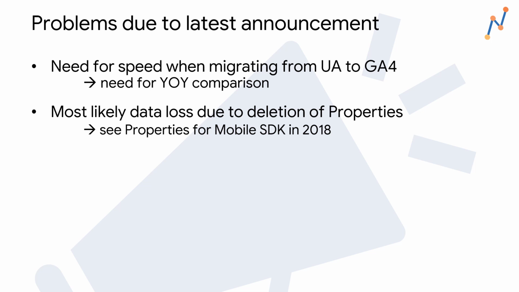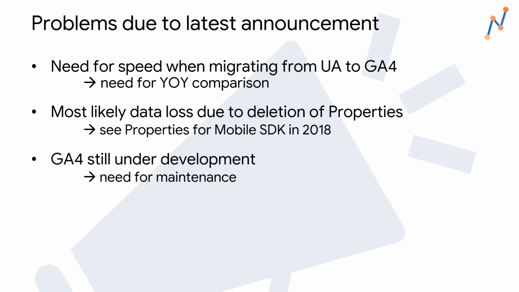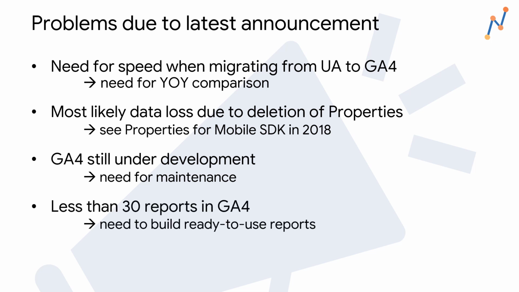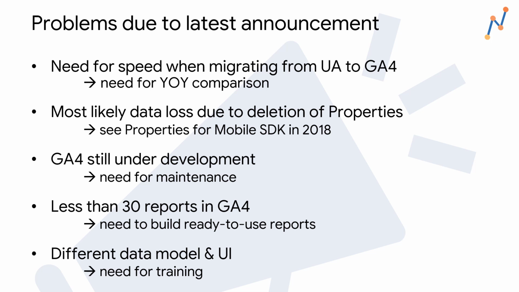This has also happened in the past, for example, when Google discontinued support for mobile SDK. GA4 is still under development and therefore is lacking dimensions, metrics, and features. That said, the GA4 implementation needs to be reviewed, revised, and maintained frequently. And currently, GA4 offers less than 30 pre-built reports, which are more made for data scientists or digital analysts, but not for marketers. This needs to be compensated by creating ready-to-use reports in a separate app like, for instance, Google Data Studio. And last but not least, since the data model has changed completely as well as the UI of GA4, there's a need for training so that the marketers can reveal insights and then derive action upon these insights. All of these problems mentioned can be tackled by approaching them in the corresponding migration phase.